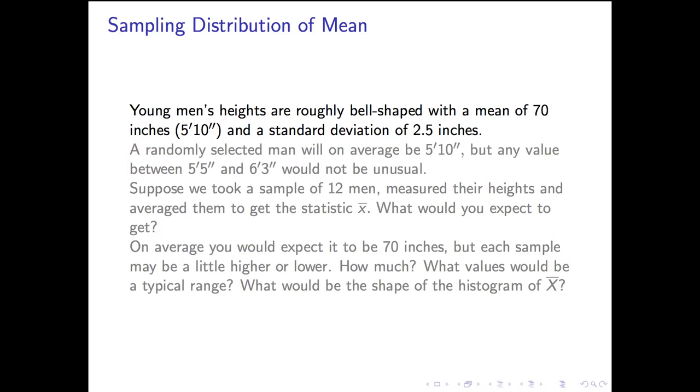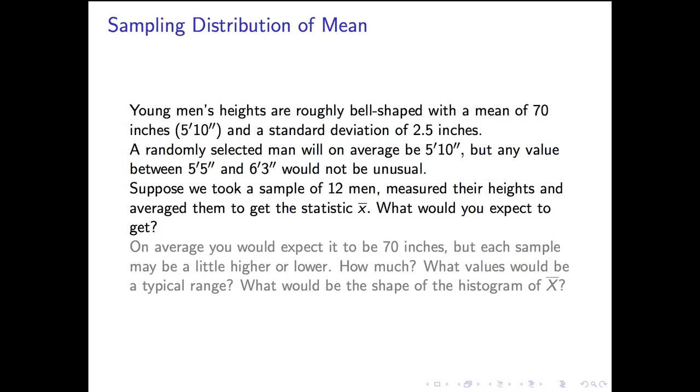So, for example, we could consider the numerical variable a young man's height. That's a bell-shaped variable with a mean of 70 inches and a standard deviation of 2.5 inches. What does that mean? That means a randomly selected man on average will be 5'10", but any value between 5'5" and 6'3", that is within 2 standard deviations of the mean, would not be unusual. That gives you a sense of what you would get if you did that probability experiment.